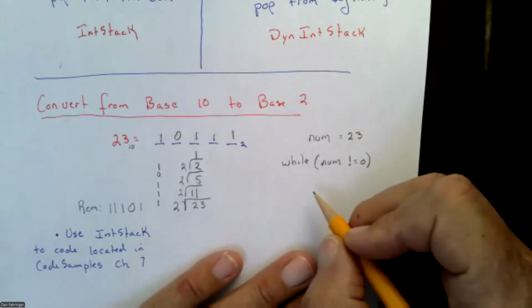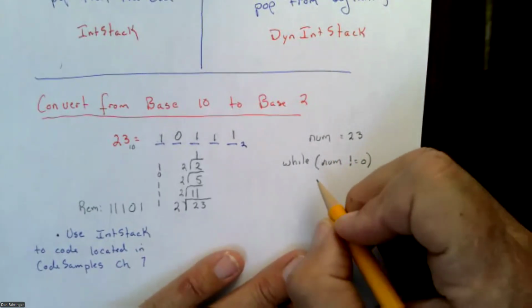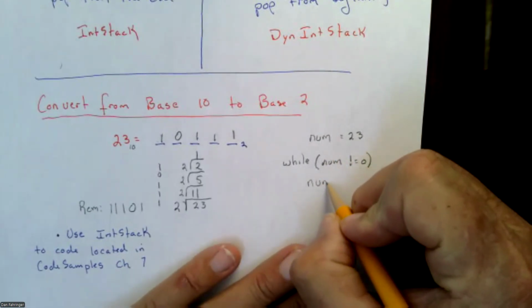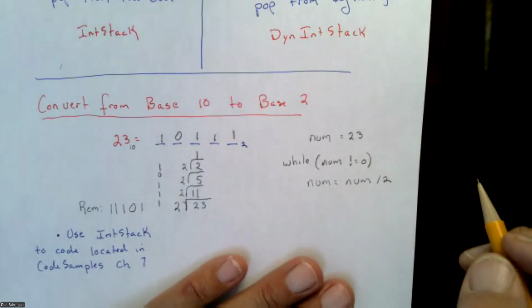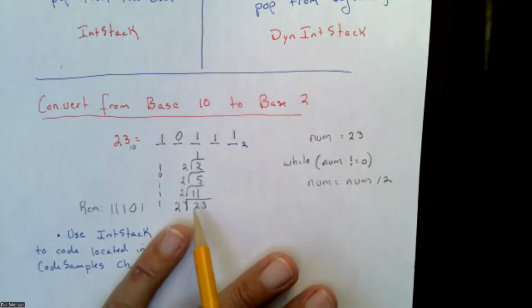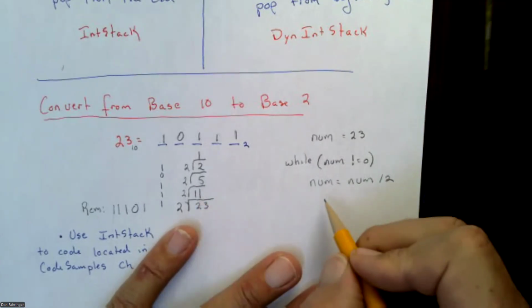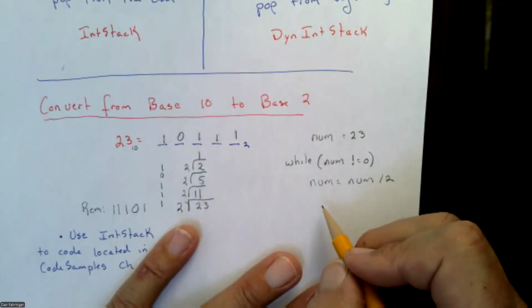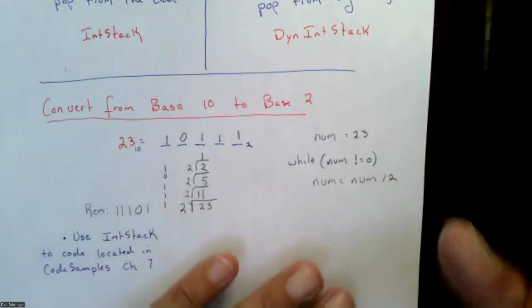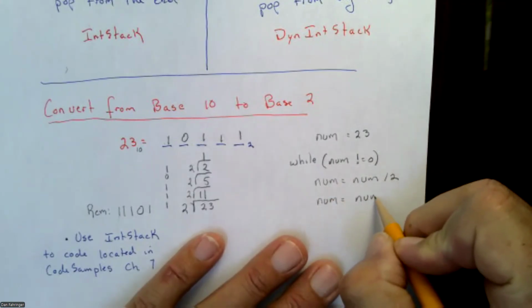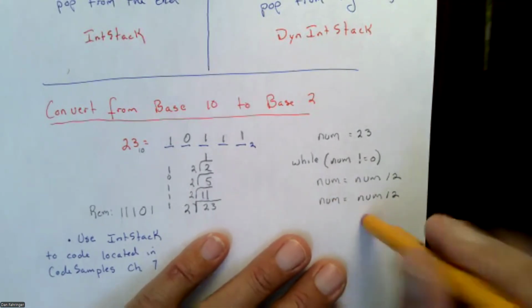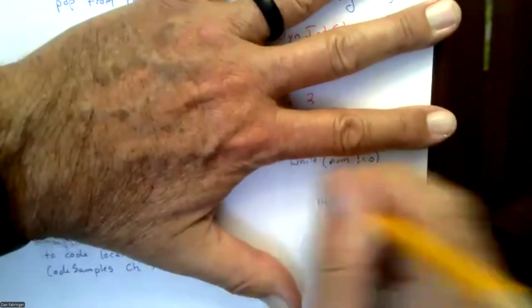So I'm going to write this. This is why I'm doing pencil today. Num equals num divided by 2. So that gives me the 11. But now I wanted to push the remainder. Uh-oh. I need to move this down because I need the remainder first before I divide by 2 to keep going.